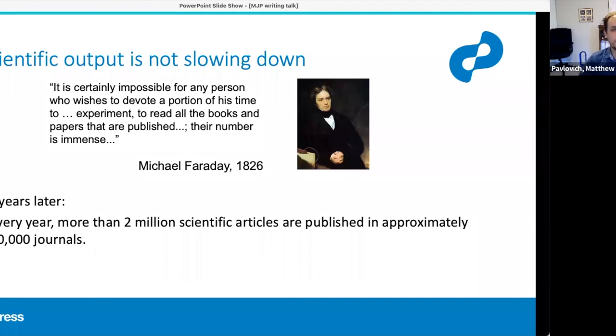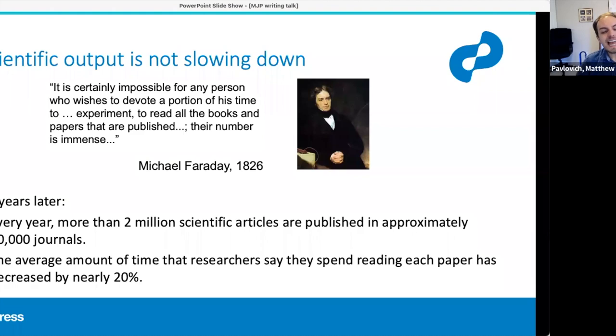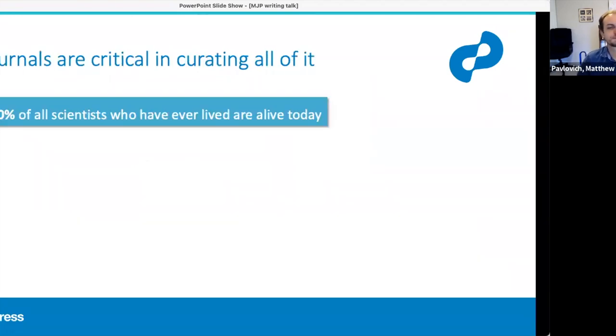There's more than 30,000 journals at this point. Yet researchers say that they have less time to dedicate to reading papers because they're also doing things like teaching and experiments and mentorship and outreach to the community. Here's just some more statistics put together by one of my colleagues at Cell Press.